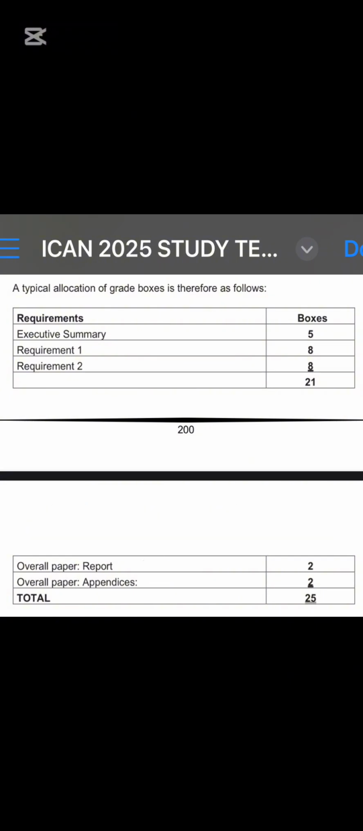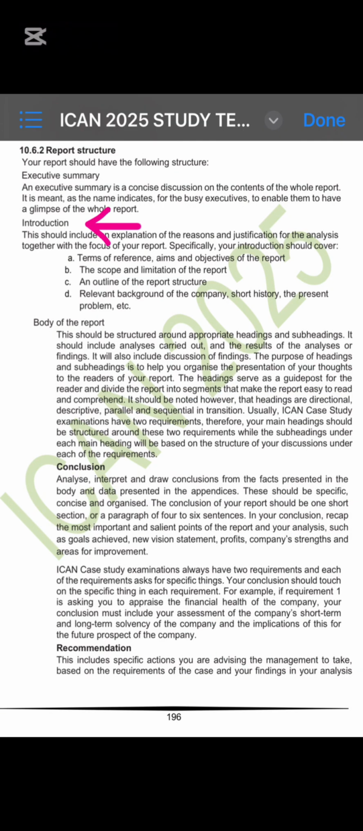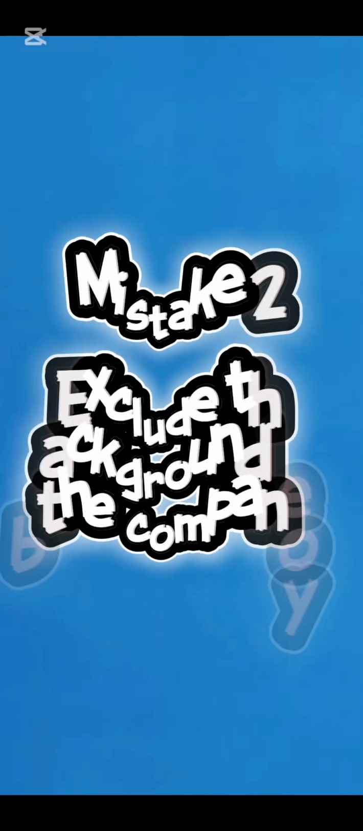But some students will argue that since ICAN did not really say how many marks are awarded for the introduction section, let's ignore it. But you can still see the structure of the report, they put it there, so you have to put it.